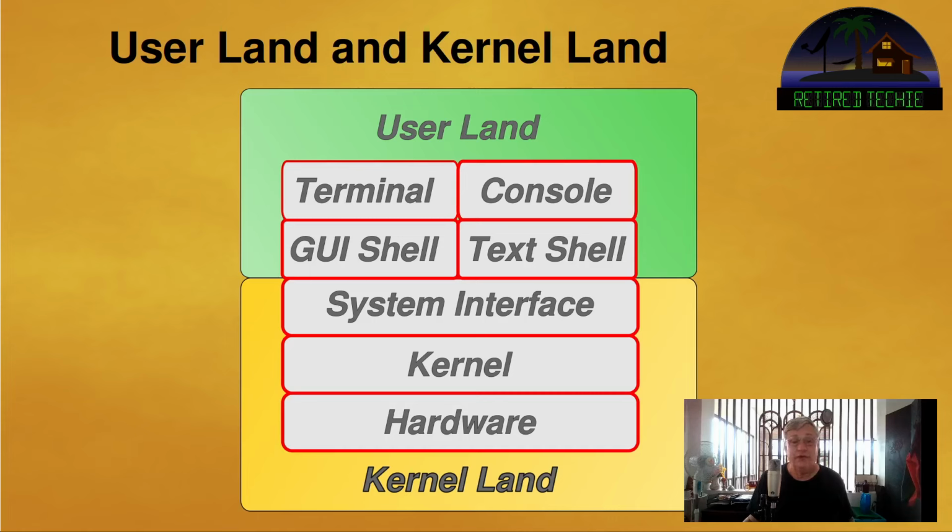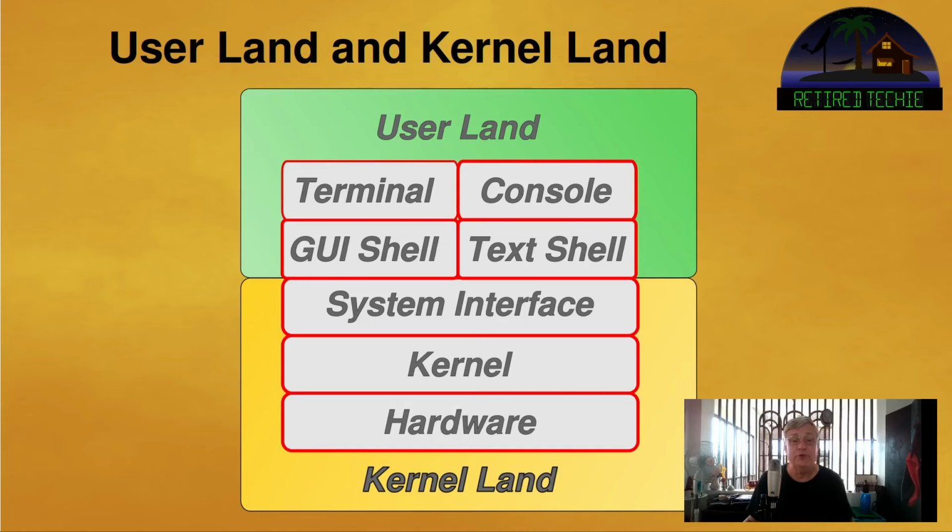So your first layer in user land is your shell. It's going to be either a text shell or a GUI or graphical user interface shell. On top of the shell, if it's a text shell, you have the console, which consists of basically an input-output device, keyboard input, display output, and that's about it. If you have a graphical user interface or GUI shell, you'll have a terminal emulator. We will use the terms terminal and terminal emulator interchangeably, but a terminal emulator is basically a program running under your GUI that emulates the console.